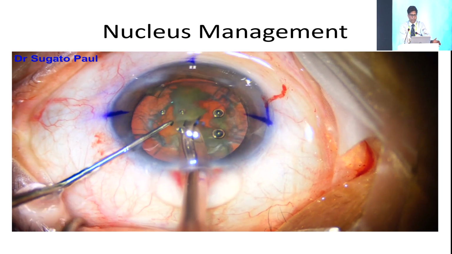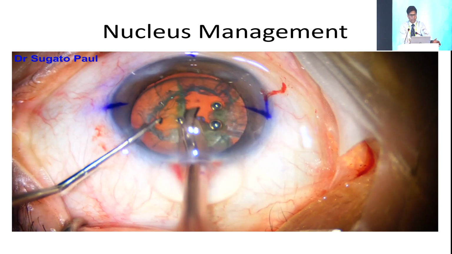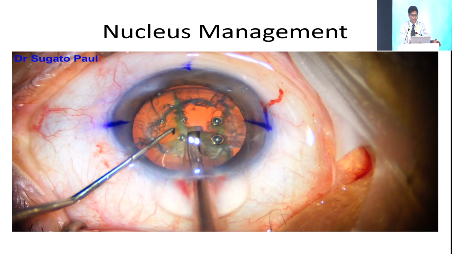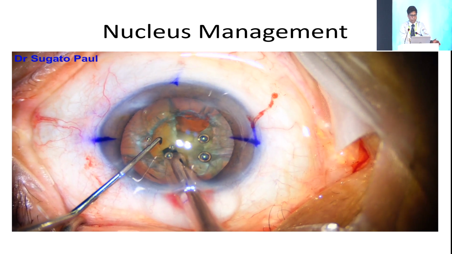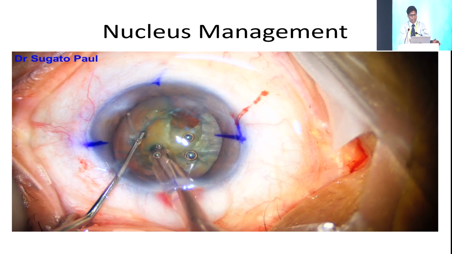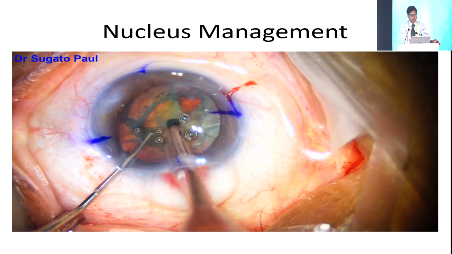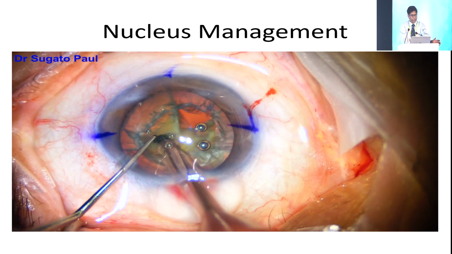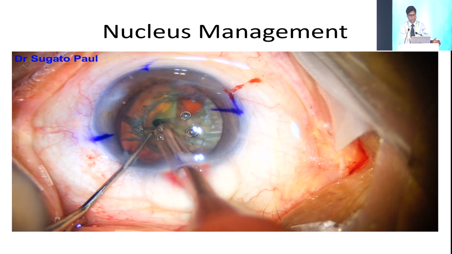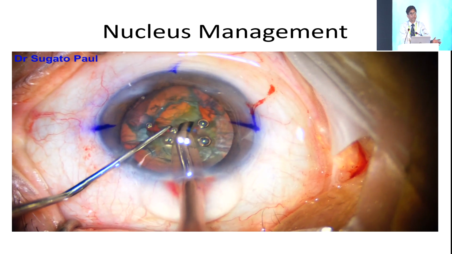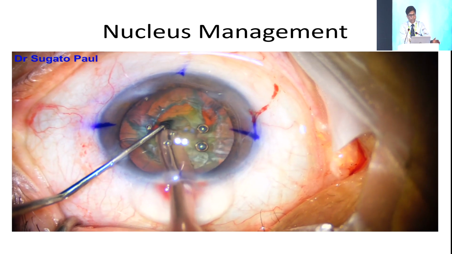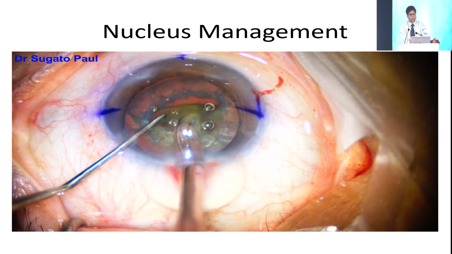So the first piece is taken out. Now I will tilt my phaco tip again, and this portion I have to take out. So again I'm doing the chop. The first chop fell, don't get disheartened, re-engage it, and do the chop, separate the nucleus, and take it out.